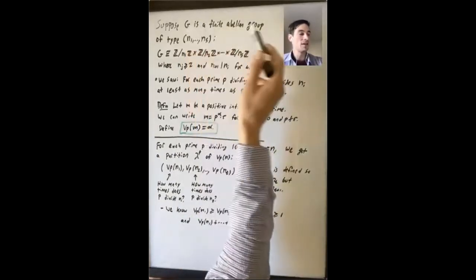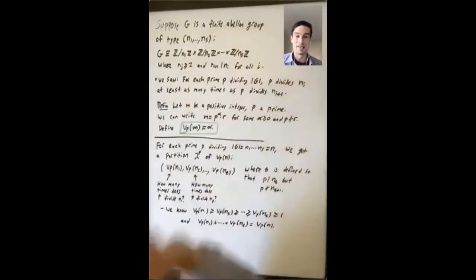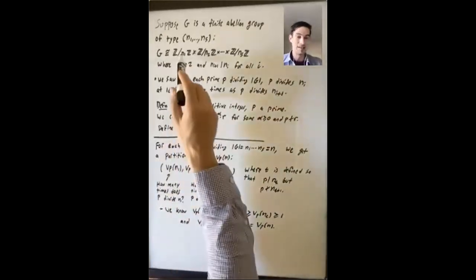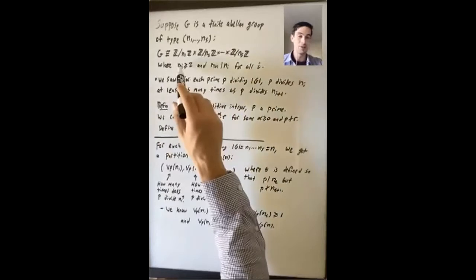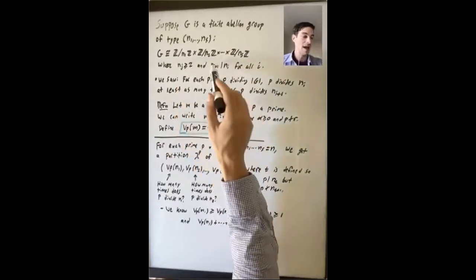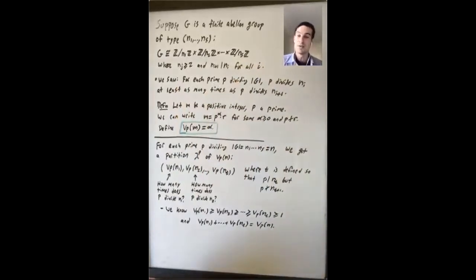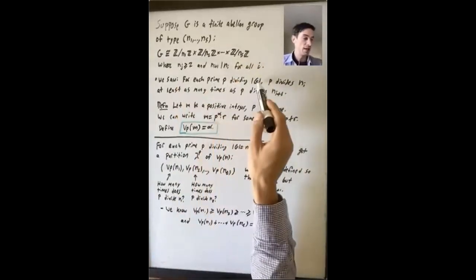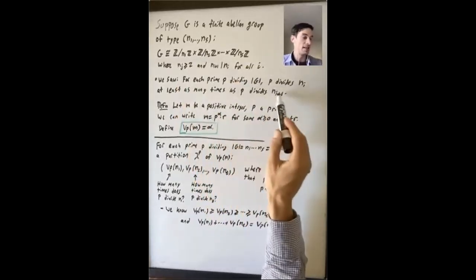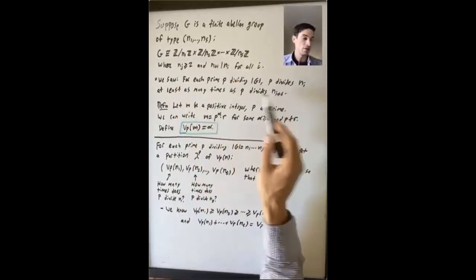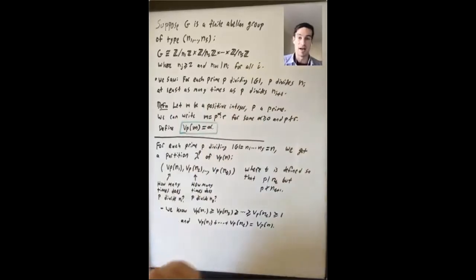So suppose we have G, a finite abelian group of type n1 up through ns. So G is isomorphic to Z mod n1Z cross Z mod n2Z up to Z mod nsZ, where each one of these nj's is at least 2, and n_{i+1} divides n_i for all i. So we said last time that for each prime p dividing the order of G, p divides n1 at least as many times as p divides n_{i+1}. Why is that true? Because otherwise it's not possible for n_{i+1} to divide n_i.